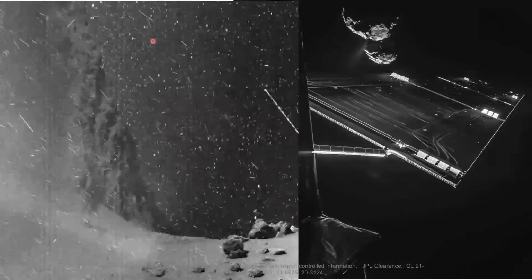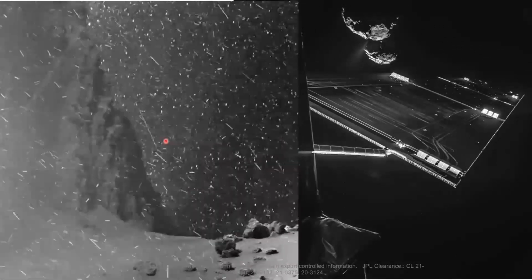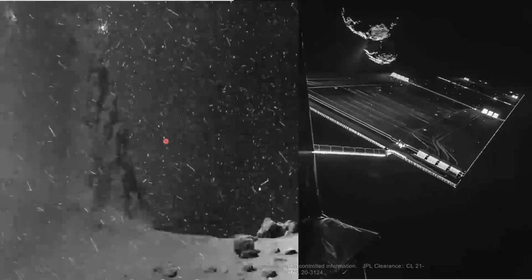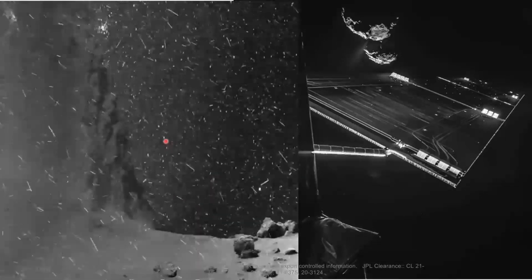And then this stuff that looks like snow falling in the background is actually stars rotating around as the imager on board the spacecraft tracks during its orbit and during the rotation of the comet.